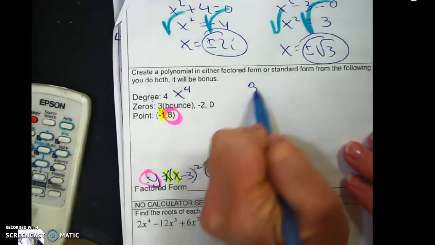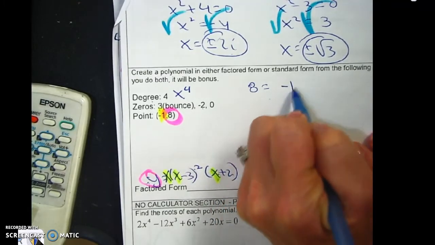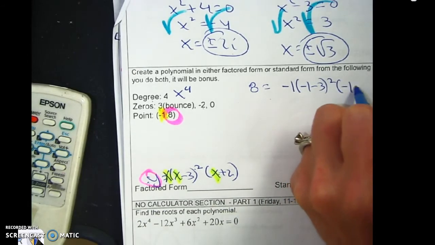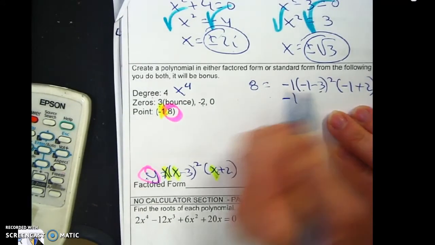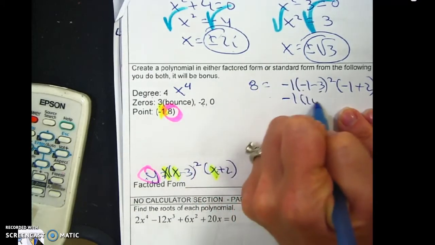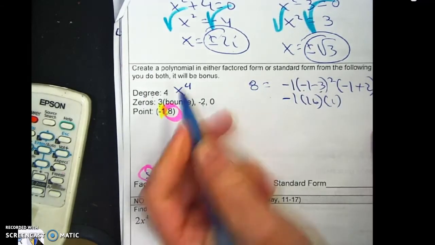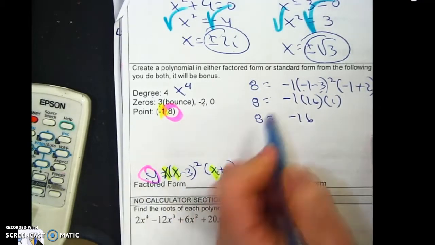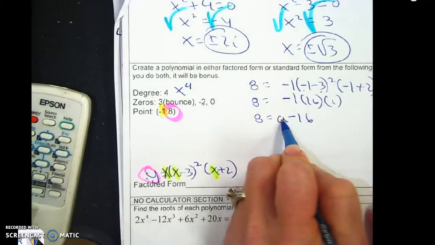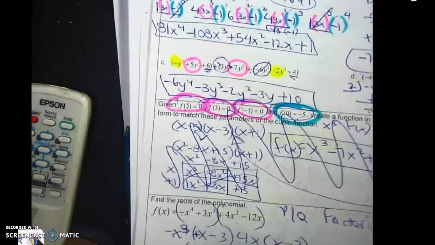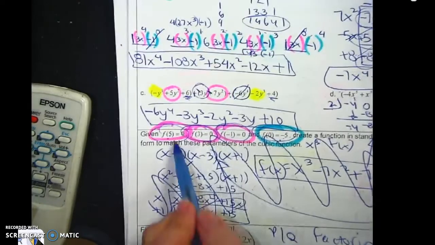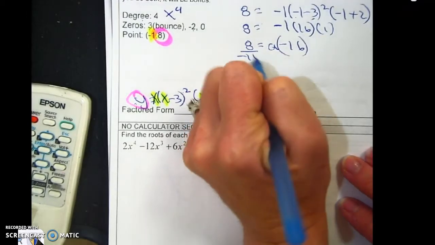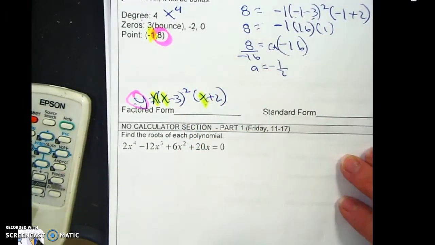So I go 8 equals -1 times negative 1 minus 3 squared times negative 1 plus 2. That's negative 1. Negative 1 minus 3 is negative 4. Squared is 16. Negative 1 plus 2 is 1 equals 8. 8 equals negative 16. Well, that isn't the case. So it means there's got to be a number in front, like in the previous problem that we did here. So then I divide by negative 16, and then a equals negative 1/2.